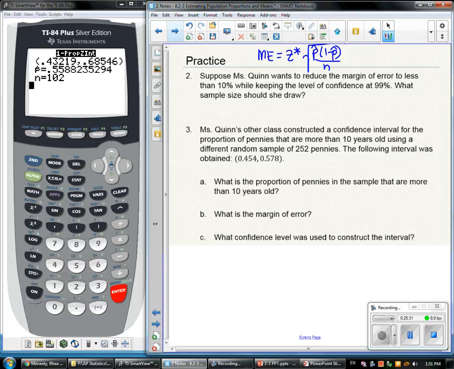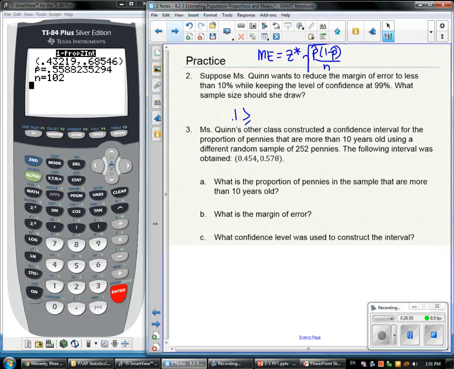And so I'm saying that I want my margin of error to be less than 10%. So I'm going to go ahead and exchange my margin of error for 0.1. And if I want it to be less than 10%, then I'm going to use, I know this might be confusing, a greater than or equal to sign, because I want this quantity to be less than 10%.